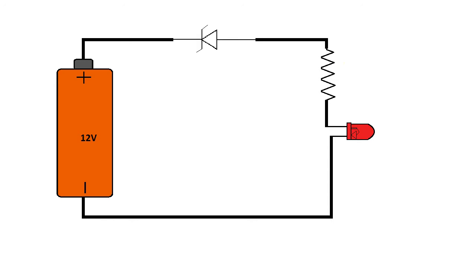Now let's see what happens when we increase the voltage. The voltage increased. Now you can see the LED turns on because the diode allows current to flow whenever the zener voltage is crossed. So this particular diode had a zener voltage of 12 volts.